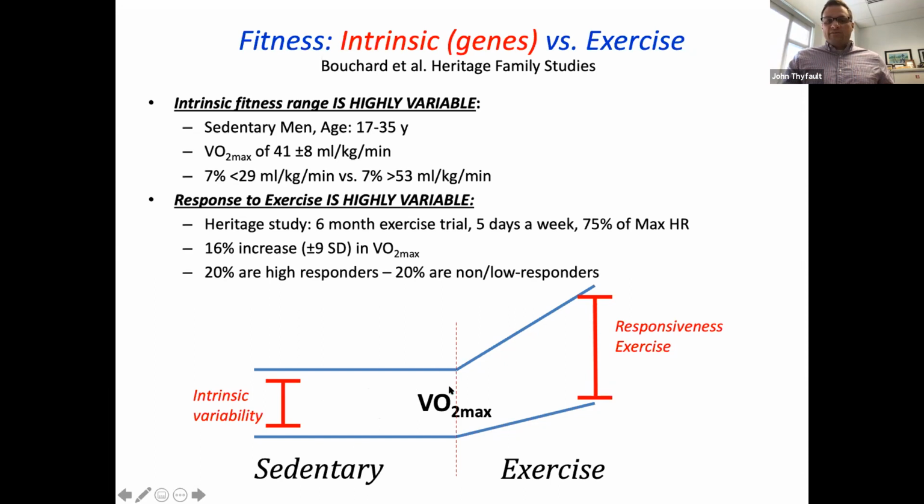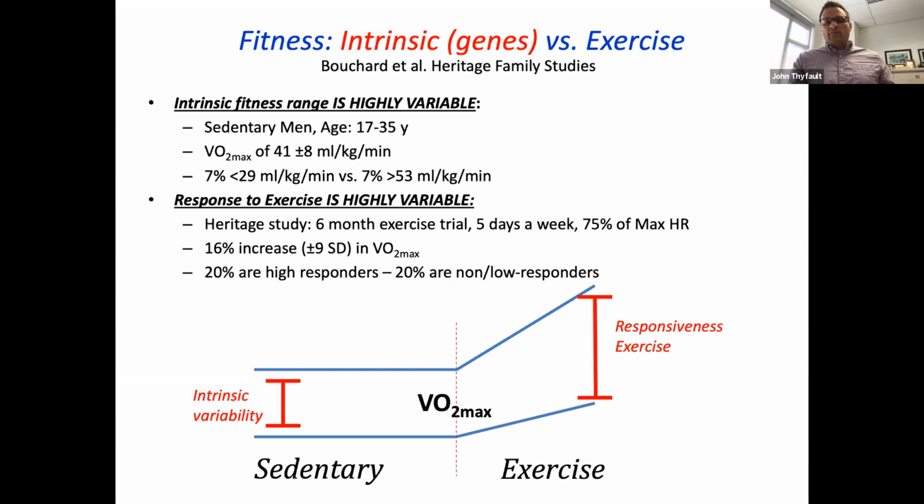And then there's also big variability in response to exercise. We know in general that exercise will increase VO2 max or aerobic capacity, especially if it's intense enough. But there's big heterogeneity in how much people respond. In the HERITAGE family study, they saw that the average increase to a 6-month exercise intervention, 5 days a week, was about 16%. But about 20% of individuals were high responders and 20% were low responders. In fact, quite a few people didn't respond at all.